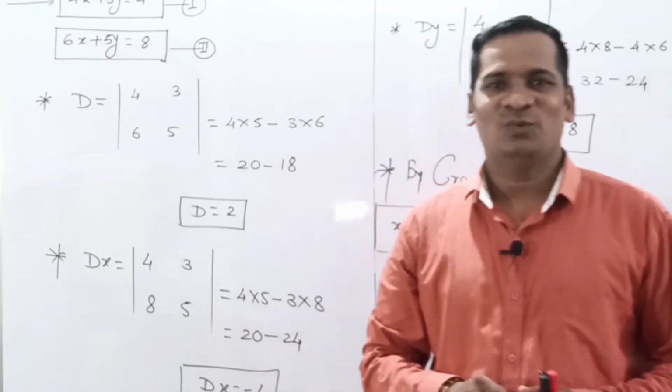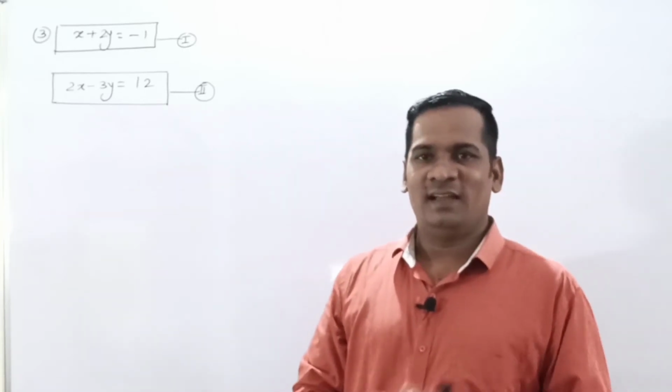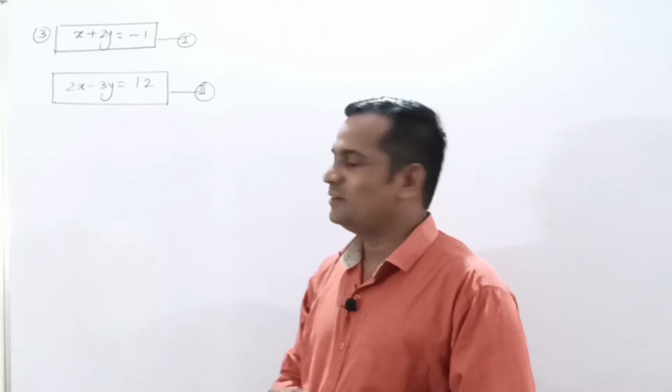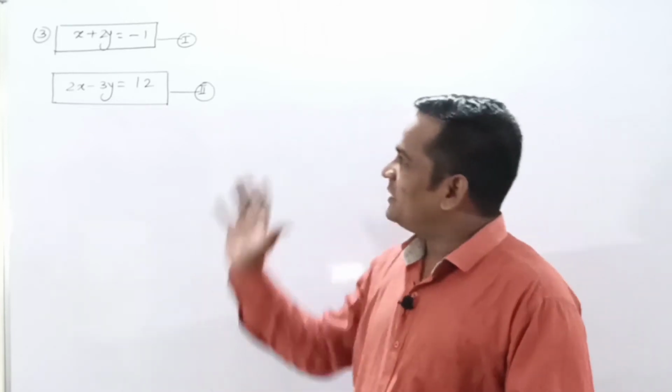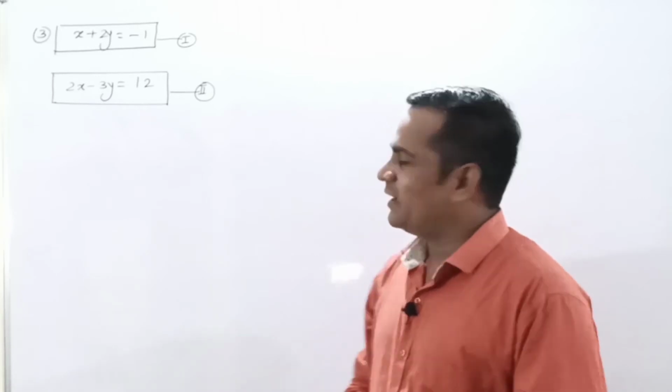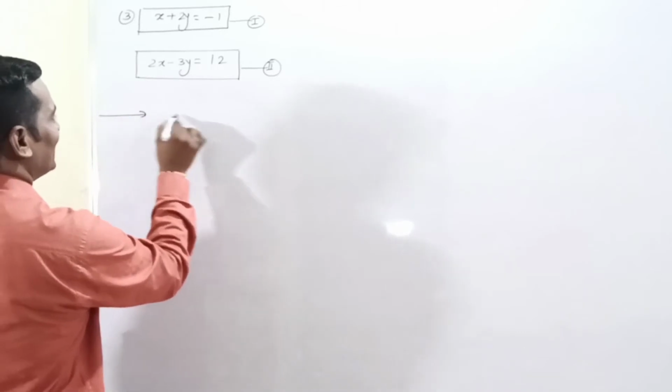So let's move toward the next question. This is sub question number 3 from question number 3. Again here we have to use that Cramer's rule to solve the simultaneous equation. So let's start with that answer. Again we have to find out that value of D, and we know how to find out that D.